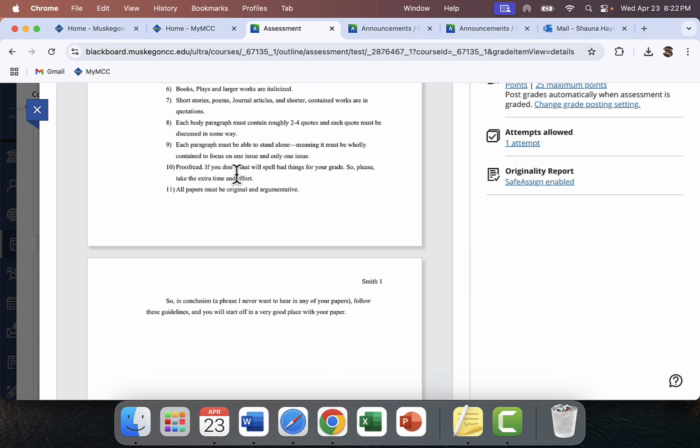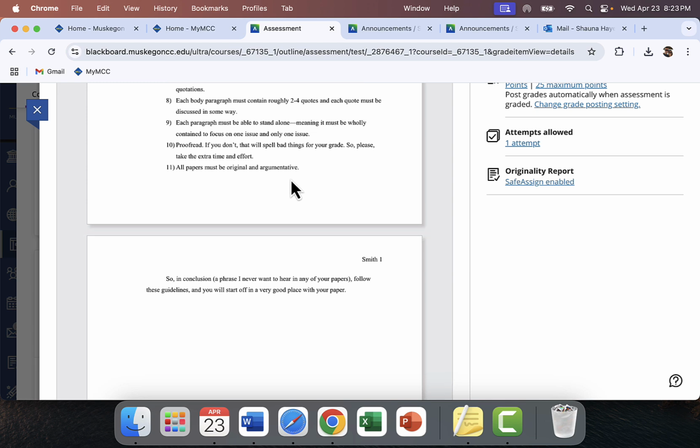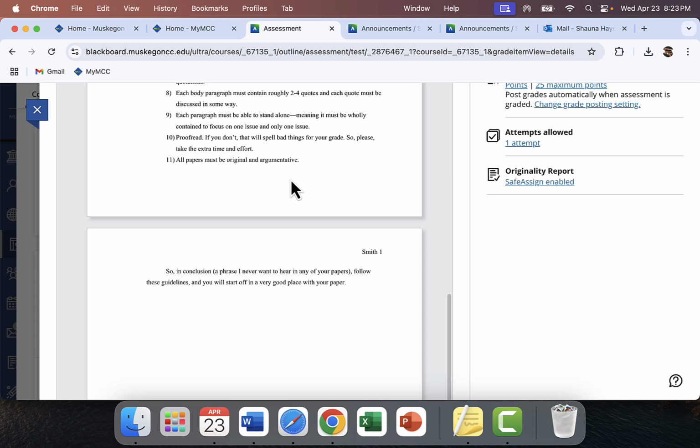You'll obviously need to proofread. All papers must be original, obviously. I scan everything through several AI sites, so make sure that you do not use any AI in this class. You will receive a 0 with no chance to revise.